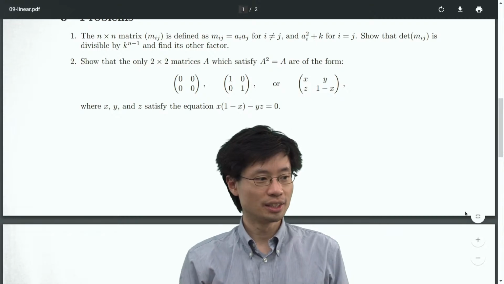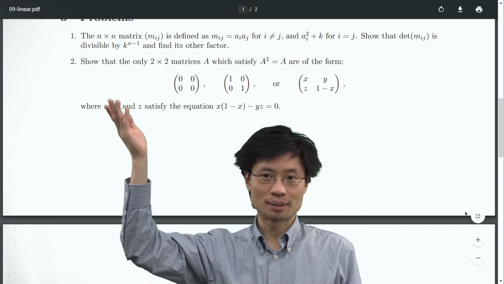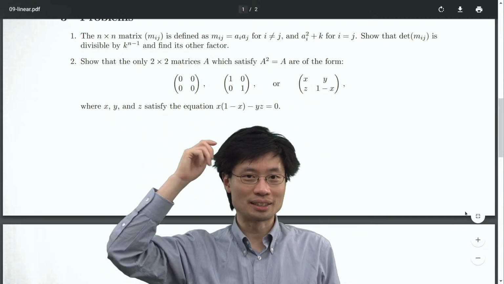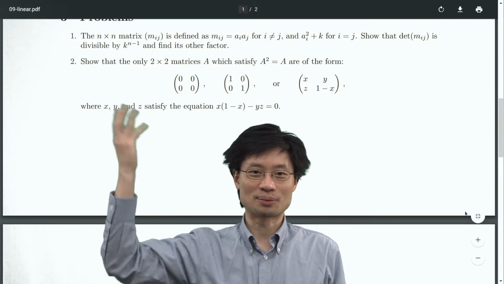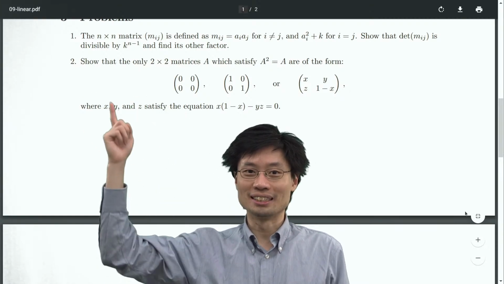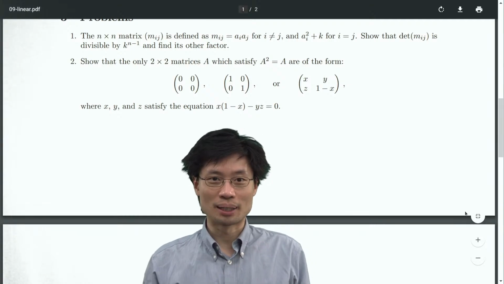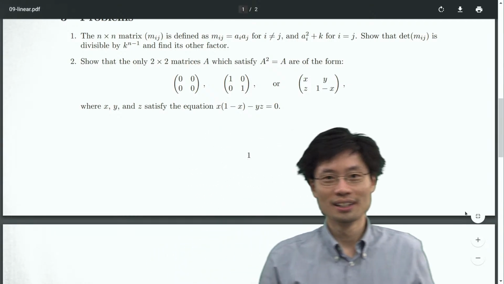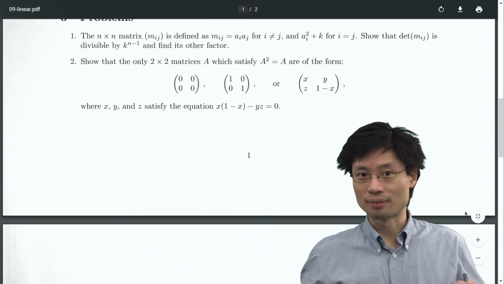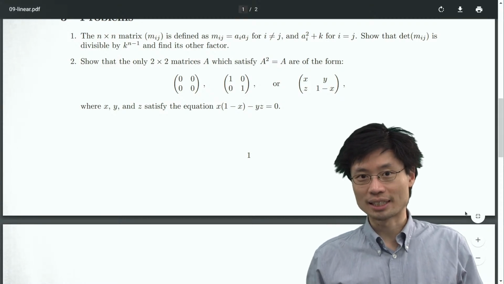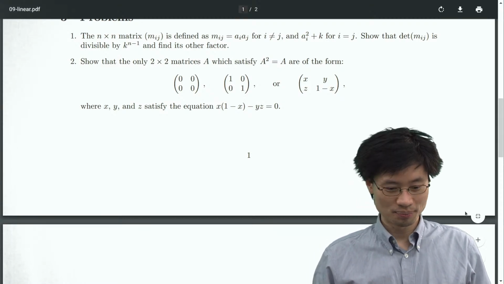Okay, and the idea is to show the determinant is divisible by something, and find its other factor. Now showing it's divisible by something and finding the other factor just means find the determinant, because we have to do everything anyway. But there's a hint that it's going to be divisible by k to the power n minus 1. How can we approach this? I'm going to try to write down this determinant. And then we can look at it.